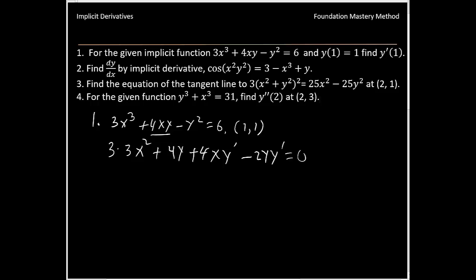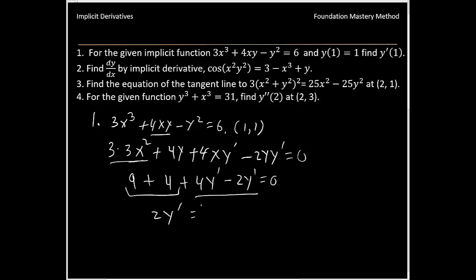Now plug in x equals 1 and y equals 1. So then here we get 9 plus 4 plus 4y prime minus 2y prime is 0. Now combine, this will give me 2y prime, and then 4 plus 9 is 13. We move it to the right side, it is negative 13. So then our y prime is negative 13 over 2. We are done. This is basically y prime(1).